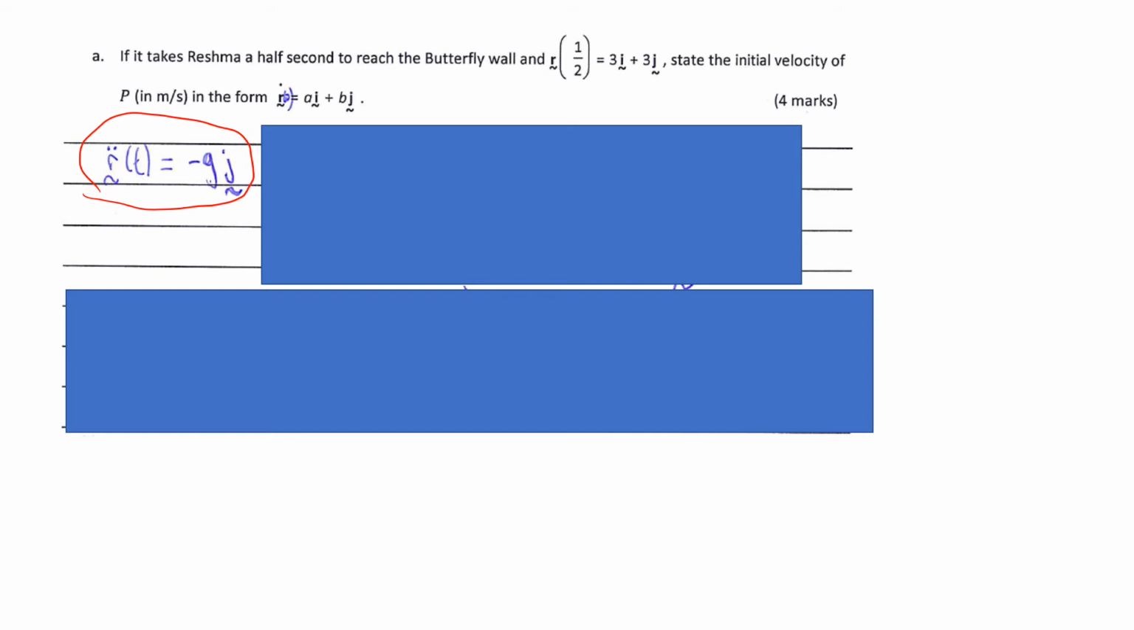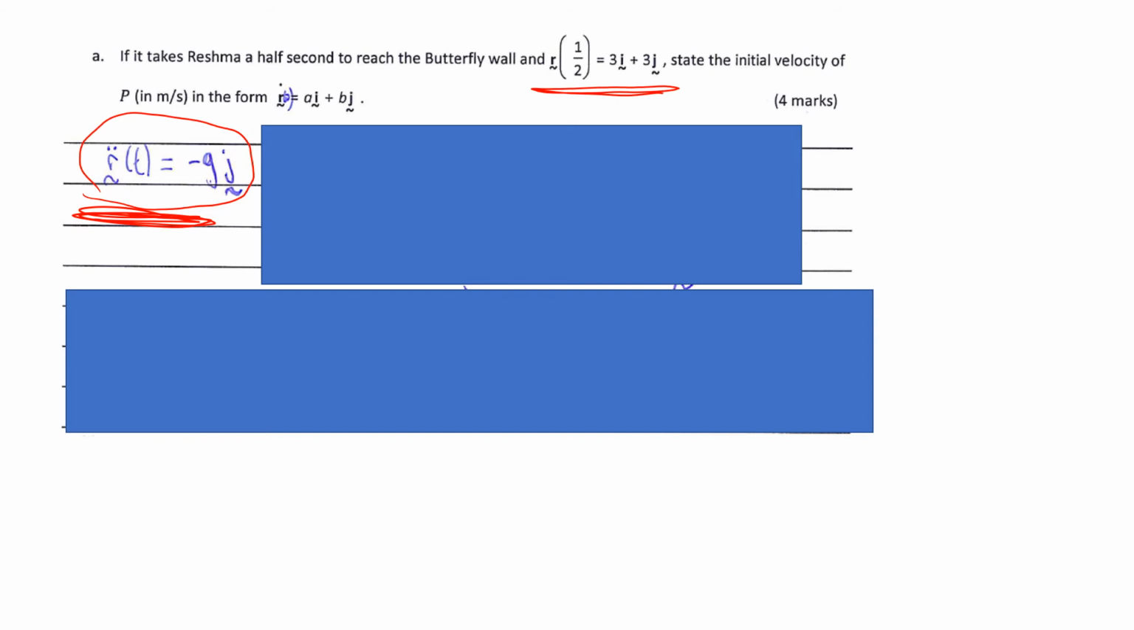So if it takes Reshma half a second to reach the butterfly wall, and after half a second her position from the origin is 3 meters to the right and 3 meters up, 3i plus 3j, state the initial velocity of P in the form r dot equals ai plus bj. So we're not asked to state the initial speed or the angle of projection. It's just stated as a component of i and a component of j. That's what it was about. So once you realize you start here, I think it really becomes a straightforward matter of anti-differentiating.